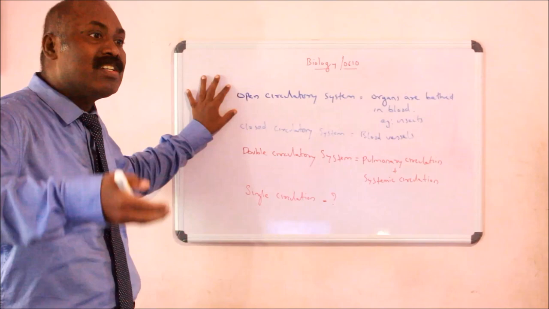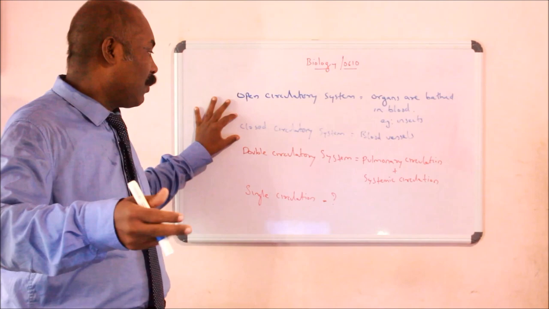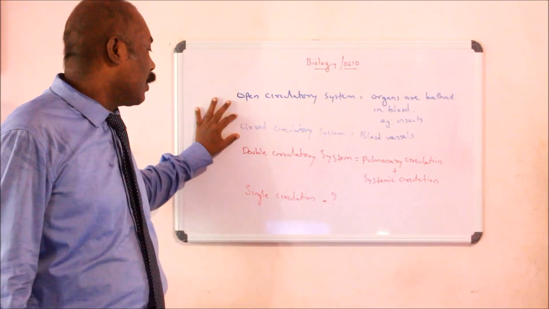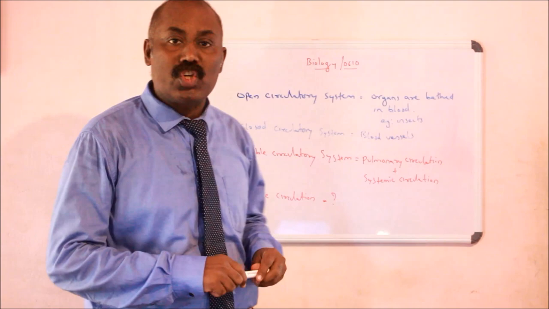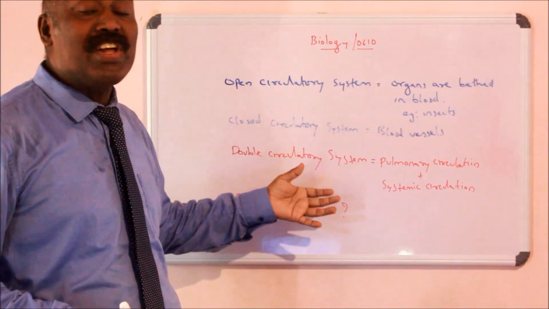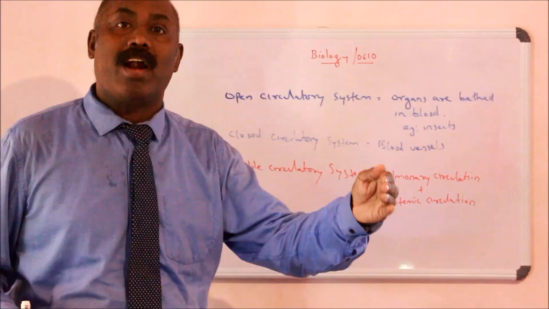The closed circulatory system, I told you, consists of blood vessels, heart and blood. The blood flows through the blood vessels and is pumped from the heart. Double circulatory system consists of two parts. One is the pulmonary circulation, where the blood is pumped from the heart to the lungs for oxygenation, and then the blood is pumped from the heart to the whole body. So we can say it is heart, lungs, heart and heart, body, heart. That is double circulatory system.